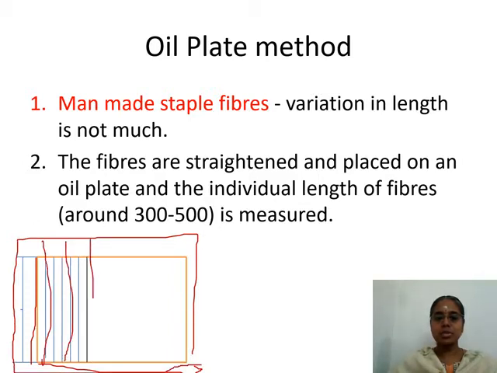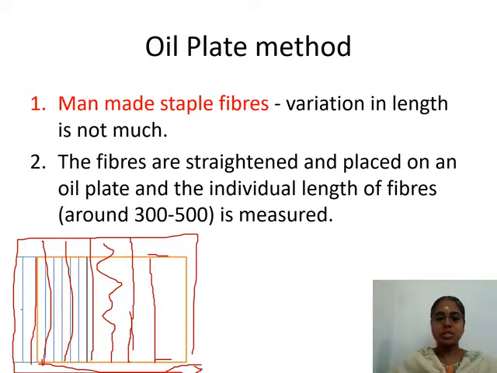When I put it, it is irregular. If you spread it in the oil, first it will be with crimp; if you straighten it in the oil, then it will be like this. I'm not drawing it straight, as I don't have sufficient tools to draw it straight. You have to actually draw it straight and find the length here. You can spread a number of fibers and find the length. This is called the oil plate method.